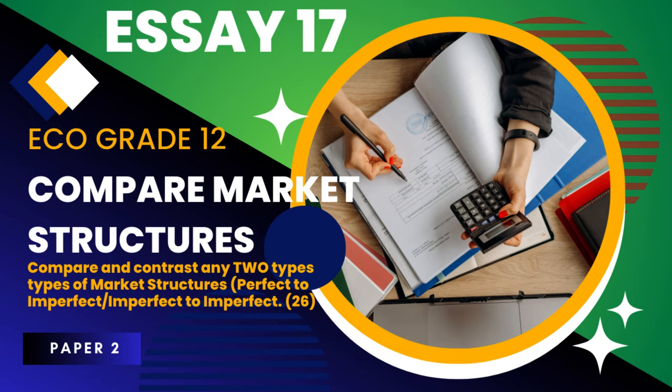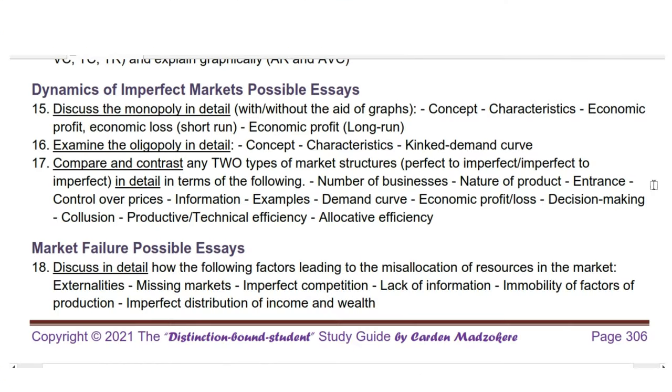Essay number 17. Compare and contrast any two types of market structures, perfect to imperfect/imperfect to imperfect, in detail in terms of the following: number of businesses, nature of product, entrance, control over prices, information, examples, demand curve, economic profit/loss, decision-making, collusion, productive/technical efficiency, allocative efficiency. Under market failure, we have two possible essays and they are 18th and 19th on our list.